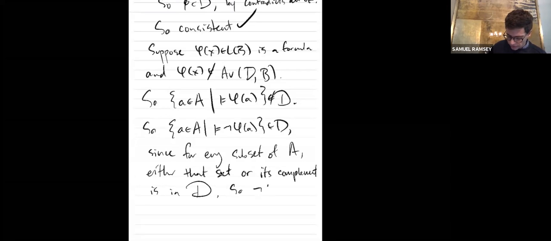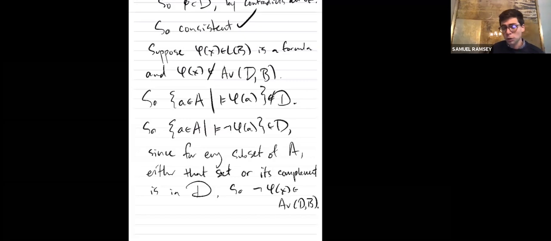We showed that not phi(x) is in Av(D,B). So we took an arbitrary formula which was not in Av(D,B), and we proved that its negation had to be. And that means that every formula either is in or its negation is in. And what does that mean? That means that it's complete.